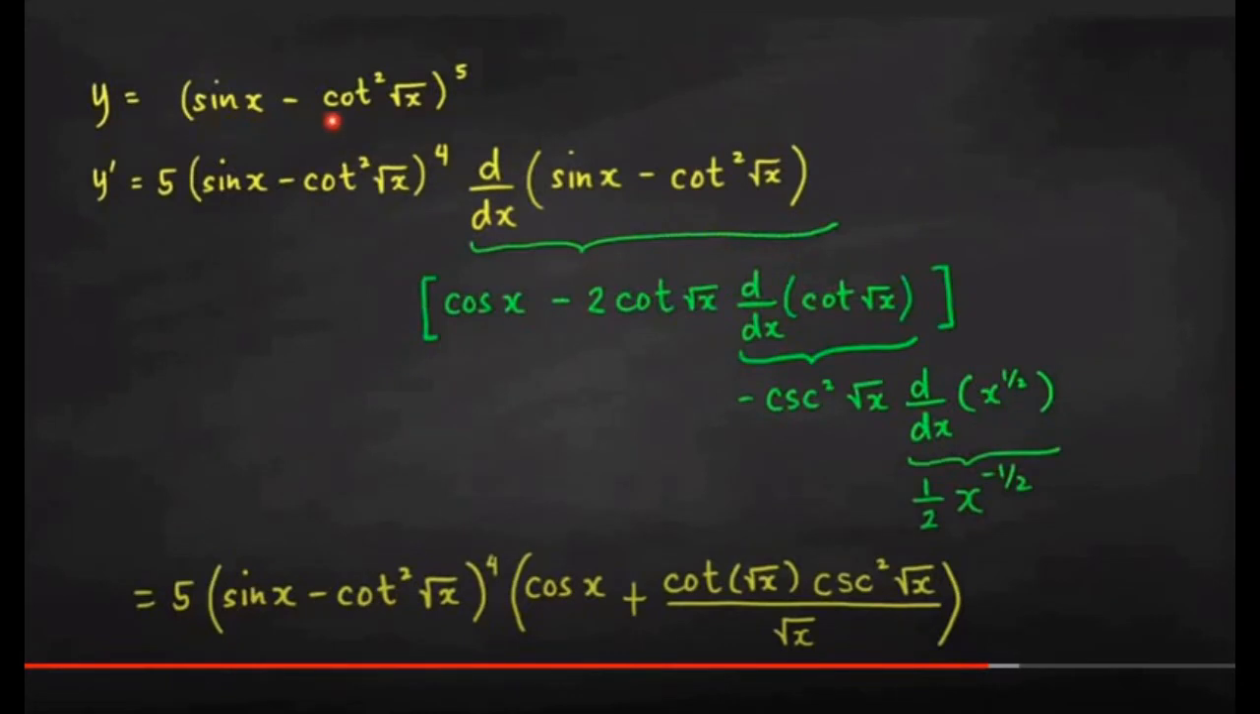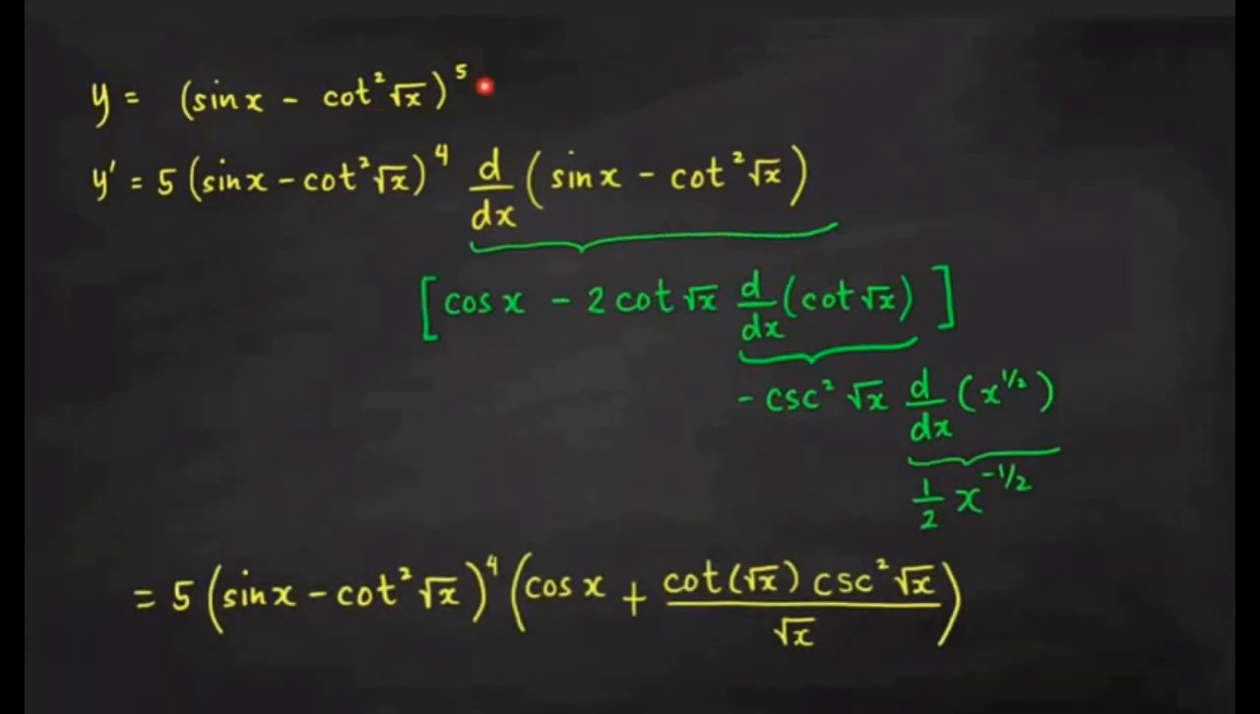Let's find the derivative of this y, which is equal to this difference raised to 5. So it is clear that we have to use the power rule with the chain rule. So when we take the derivative of both sides with respect to x, we bring down the power, subtract 1 from the power, times the derivative of the base with respect to x, and now we have a derivative of a difference. So this is equal to the difference of the derivatives.